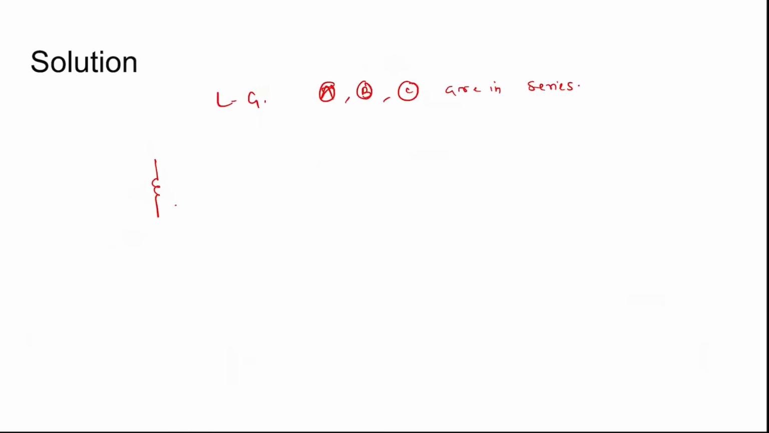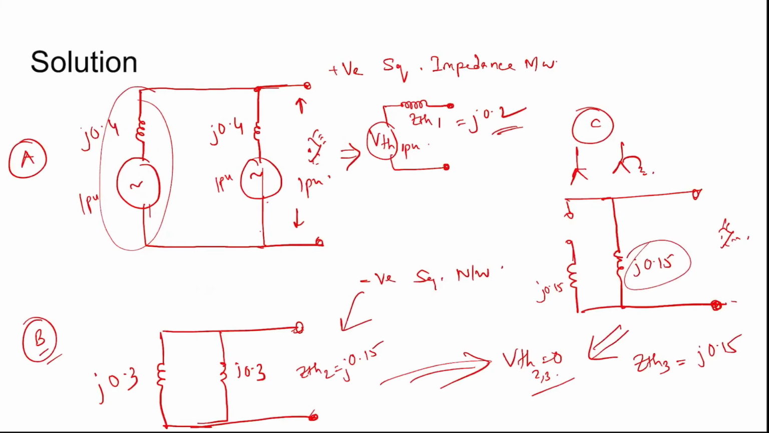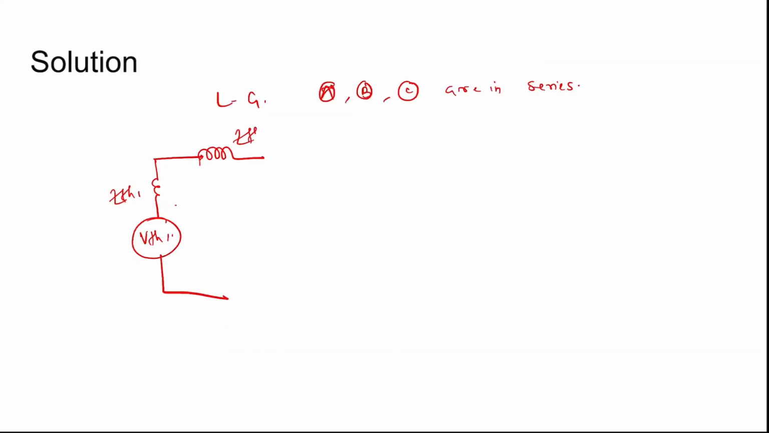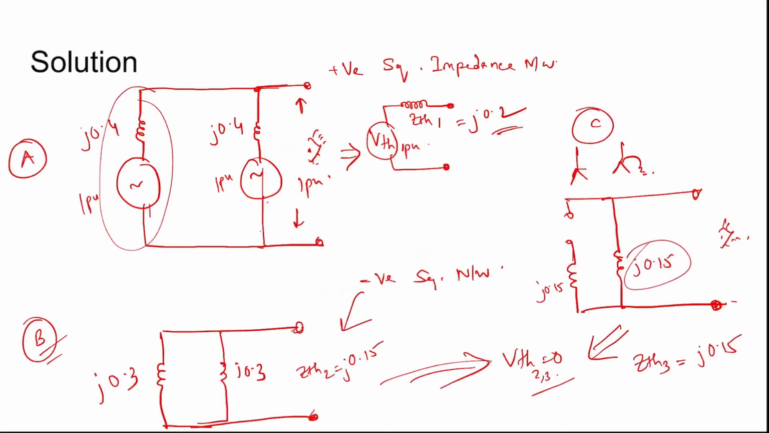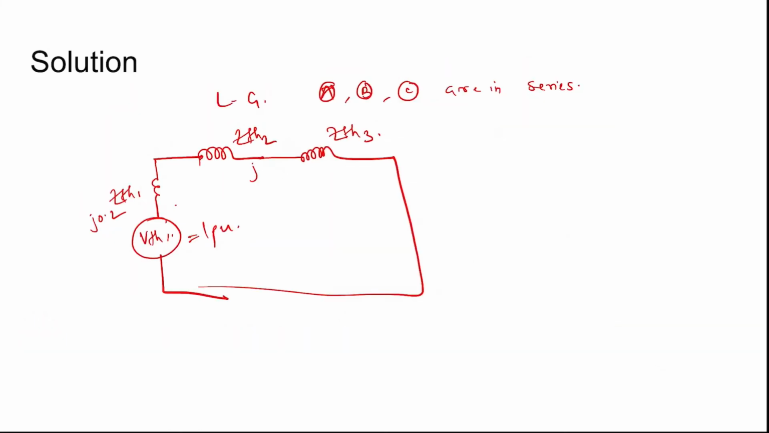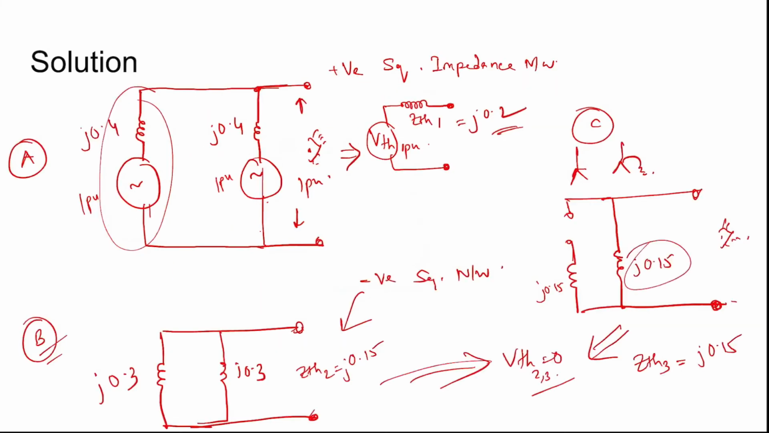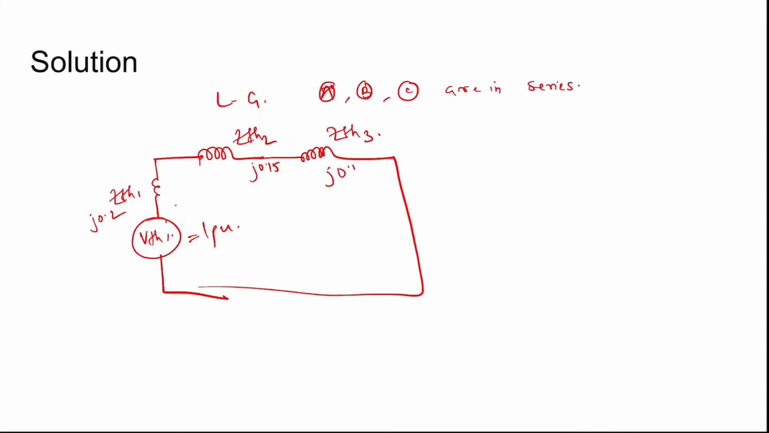So now VTH1 and this ZTH1, you connect with the next circuit, that is the B circuit, which is ZTH2, and the C circuit, which is ZTH3. So VTH1 is 1 per unit, ZTH1 is calculated to be j0.2, ZTH2 is calculated to be j0.15, and ZTH3 is calculated to be j0.15.